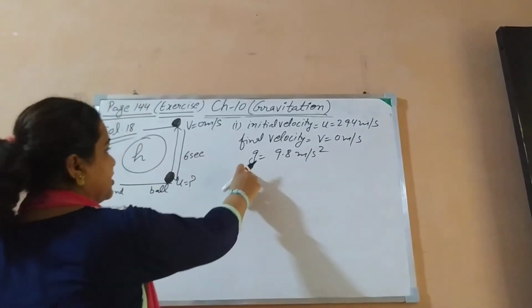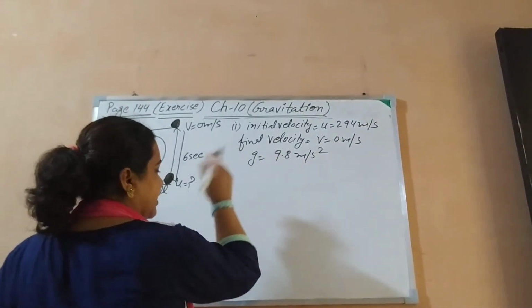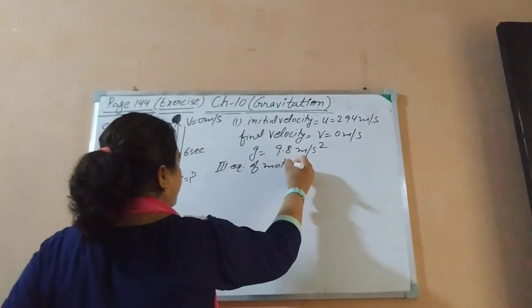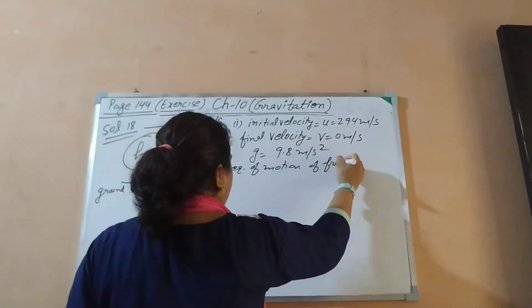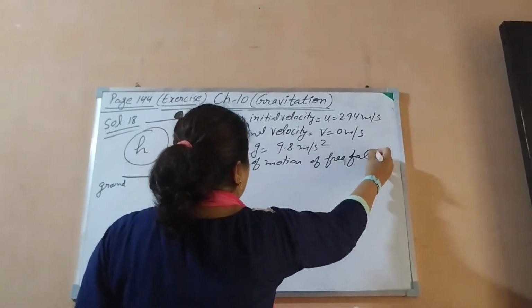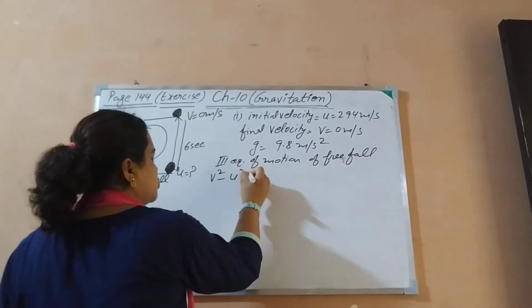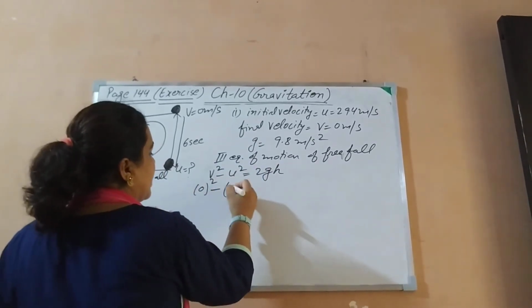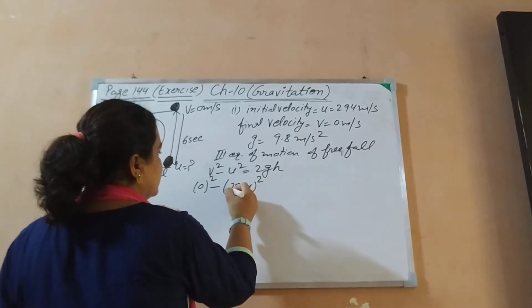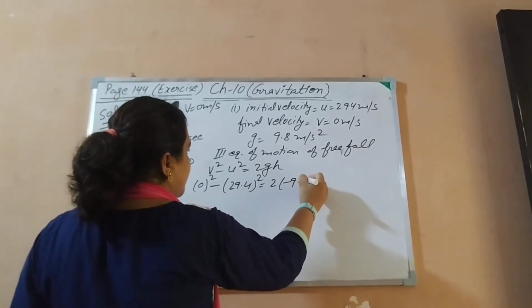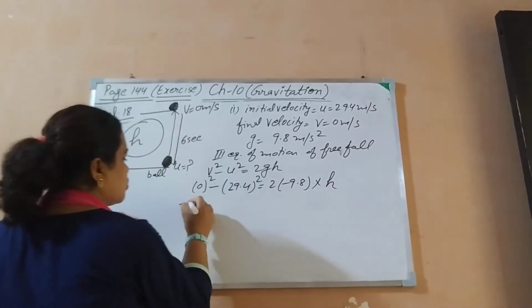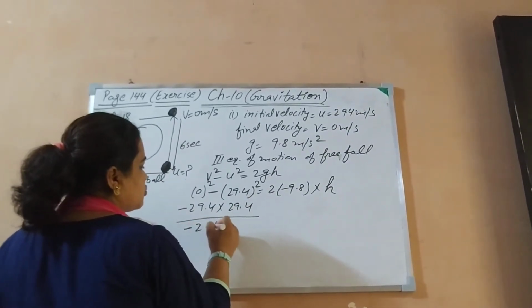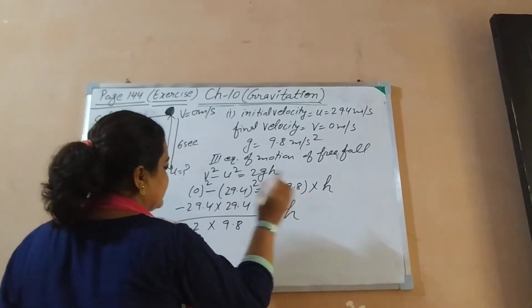So we have to put these values in the third equation of motion of free fall. What is that? v square minus u square is 2gh. Substituting: 0 square minus 29.4 square is equal to 2 into minus 9.8 into h. So h is equal to minus 29.4 square upon minus 2 into 9.8.